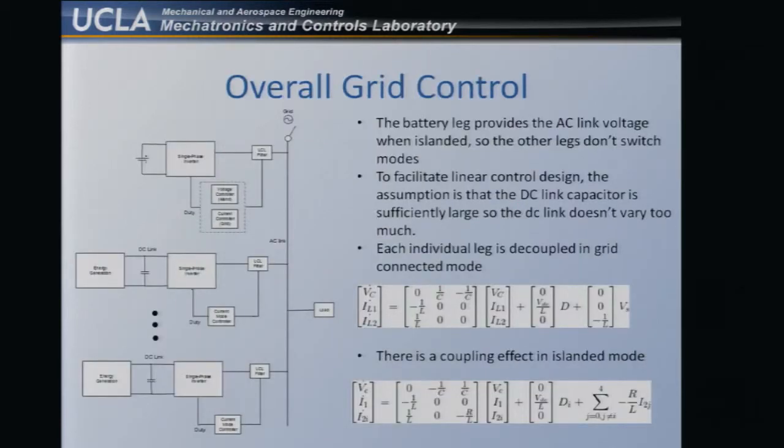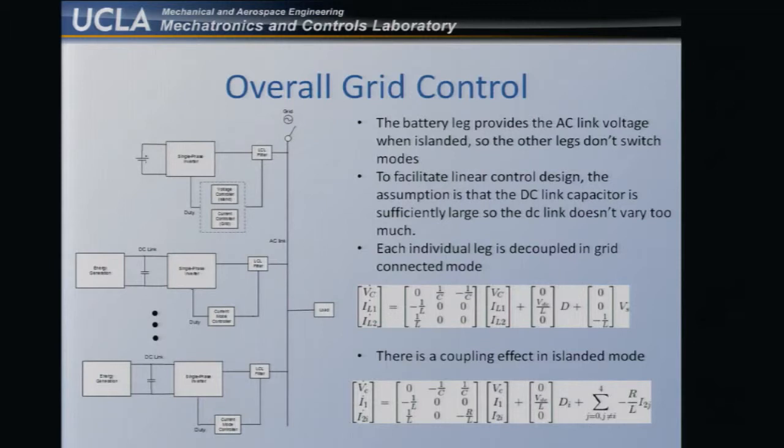So the overall grid control is the diagram that shows the bus, and then it has this inverter control on each loop, in addition to other control that generates the maximum powers. And so this again shows the equations that show the decoupling and coupling effect in the two different modes.